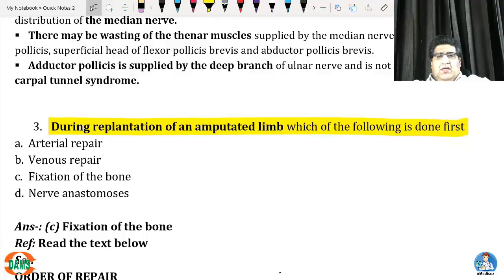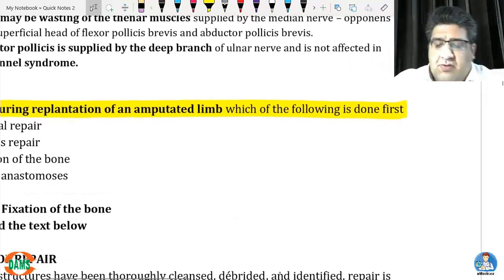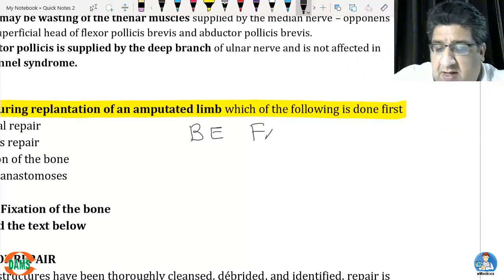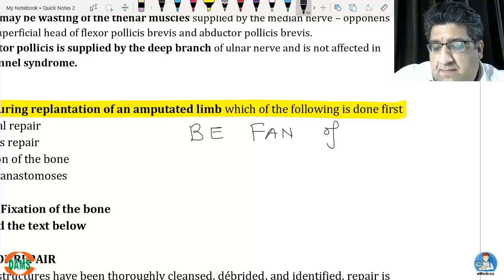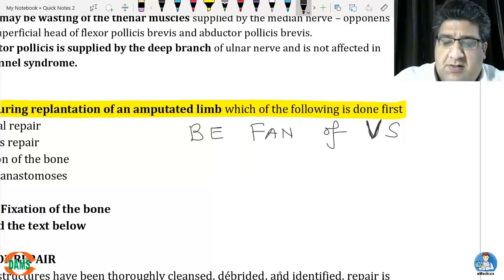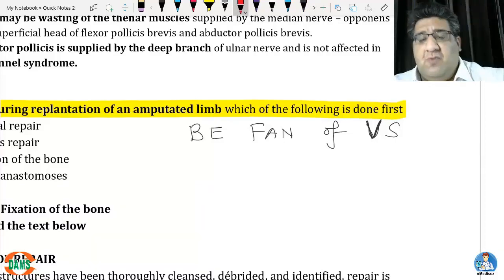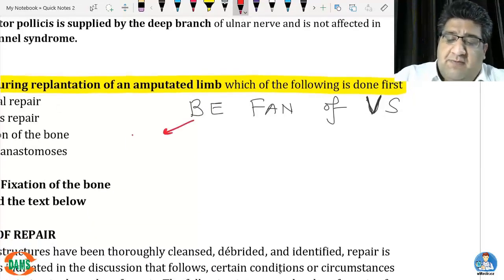B, E, fan of VS. So the mnemonic goes like this: B, E, fan of VS. Now when I say VS, Virender Sehwag or whatever you want to call it. Now what is B? The first thing to be fixed is always bone.